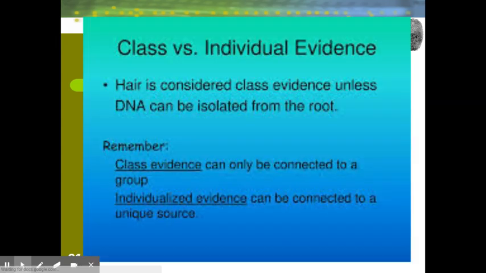So, again, blood tests and DNA tests are things that you might be able to do if you have the root of the hair. So, remember we talked about class evidence versus individualized evidence. Class evidence can only be connected to a group. So, you can say, well, I think the person had red hair, and that's as specific as you can get. Individualized evidence is something you can connect to something unique. So, DNA evidence, for example, would be individualized evidence. Only this person could fit this profile. So, again, that's only going to happen if you have the root of the hair, which you might in a violent struggle.